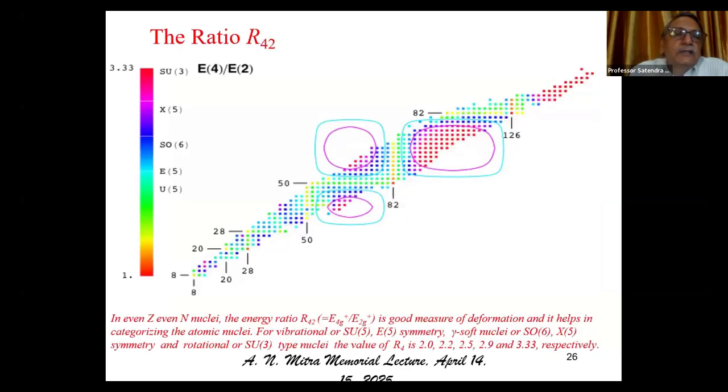Yes, this represents the different symmetries, SU3, X5, SO6, E5, and U5, in terms of the energy ratio R42. The various nuclei are identified by different colors. You have the spectrum on the left-hand side, and accordingly it is represented here for the nuclei across the periodic table.